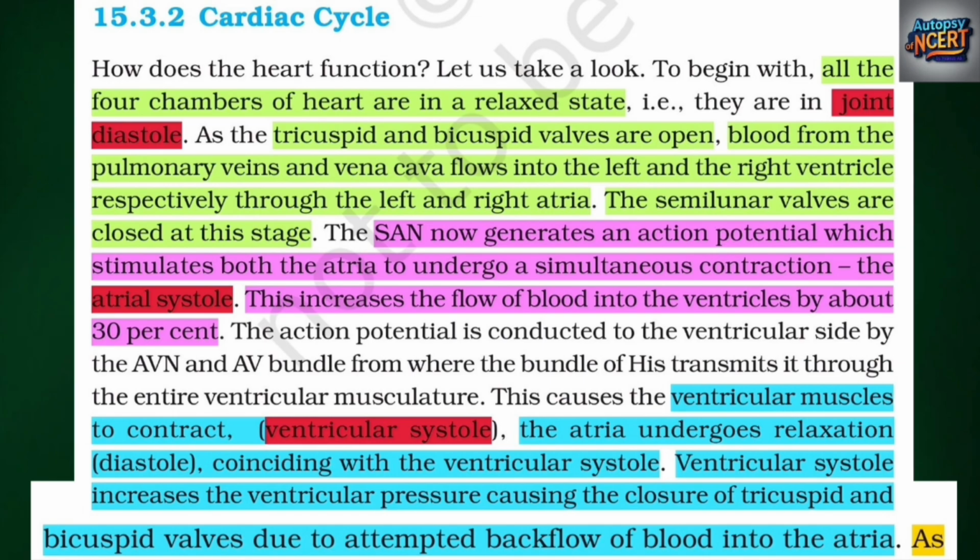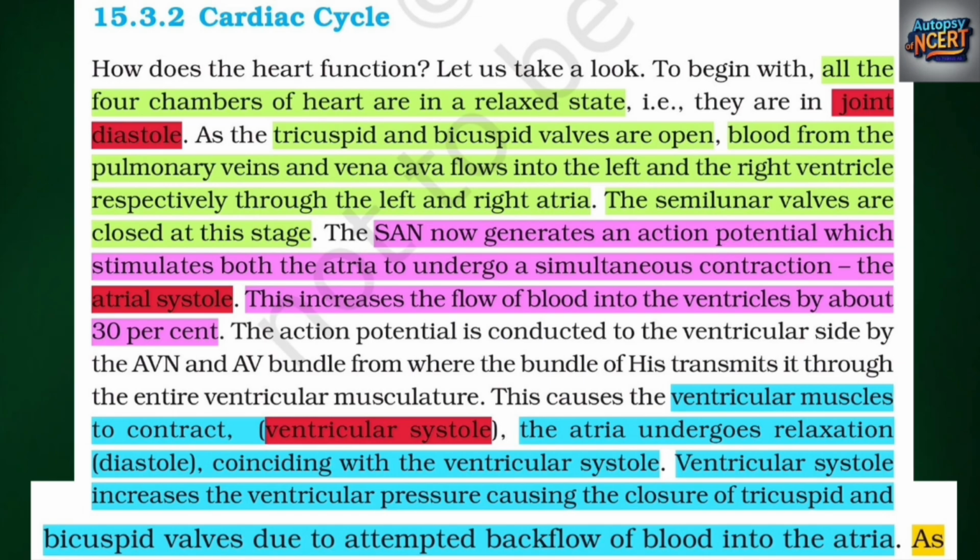The SAN now generates an action potential which stimulates both the atria to undergo a simultaneous contraction, the atrial systole. This increases the flow of blood into the ventricles by about 30%. The action potential is conducted to the ventricular side by the AVN and AV bundle, from where the bundle of His transmits it through the entire ventricular musculature. This causes the ventricular muscles to contract. Ventricular systole. The atria undergoes relaxation. Diastole. Coinciding with the ventricular systole.